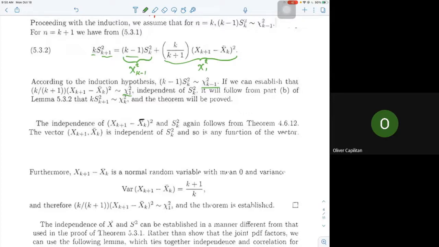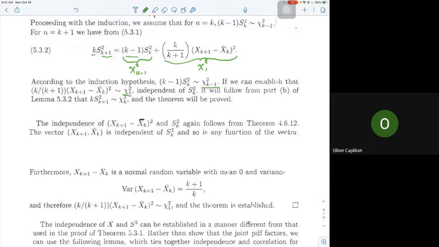it follows actually from theorem 4.6.12. We know that x sub k bar and s sub k, the sample mean x sub k bar and the sample variance s sub k square, these two are independent based on the previous theorem. Now we have proved that one. And then the expression, this expression s sub k.